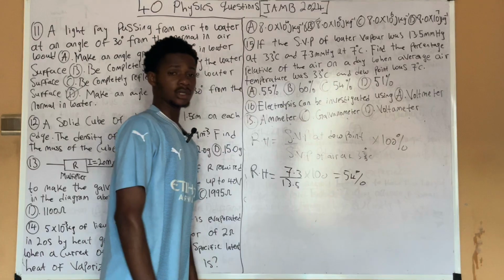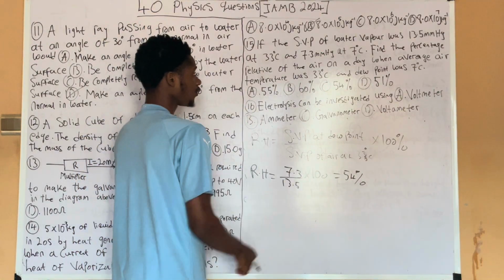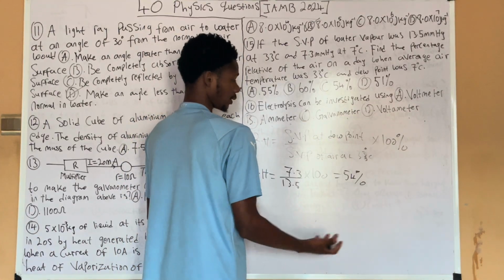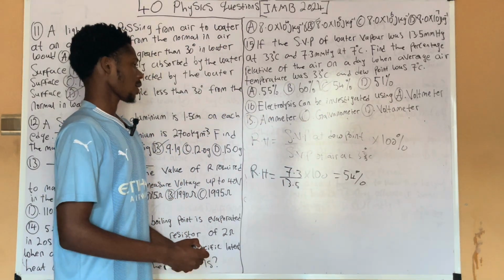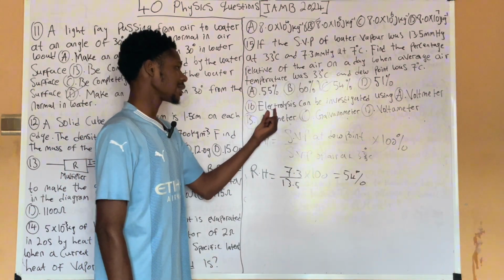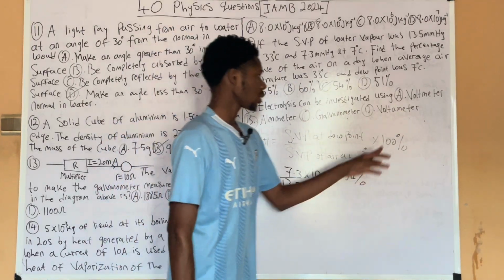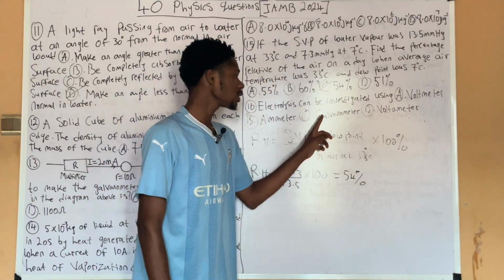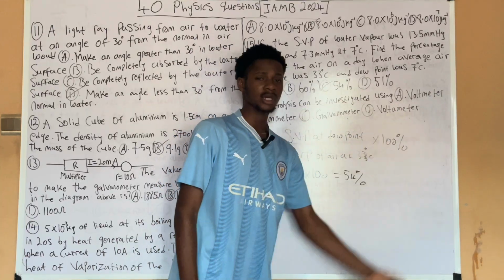So the relative humidity, which measures how much water vapor we have in the atmosphere, is 54%, more than normal, which is supposed to be around 50. So our answer is option C. Okay, over to the next question, which is a non-calculation question. The question says, electrolysis can be investigated using which of these apparatus? Option A says a voltmeter, option B an ammeter, option C a galvanometer, and then option D a voltameter. Now, which of these?